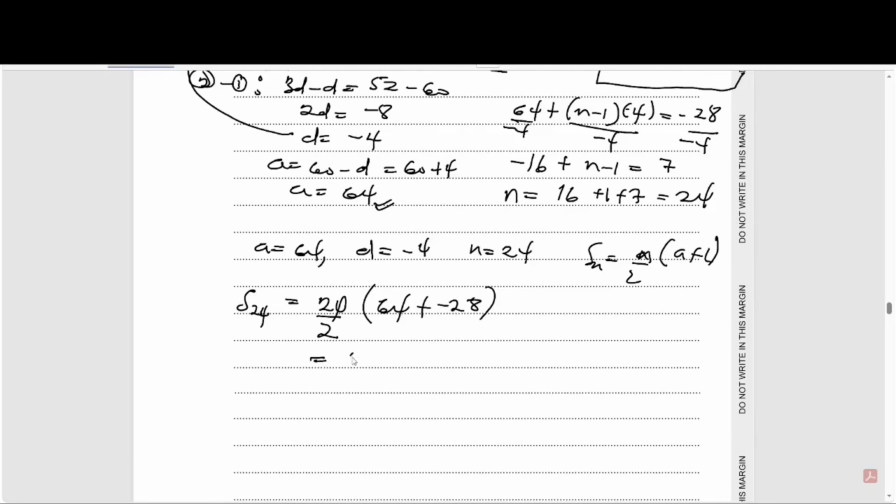That gives us 12 out, and 64 minus 28 is 36. So 12 times 36 gives us 432, and that is the sum of all the terms of the sequence.